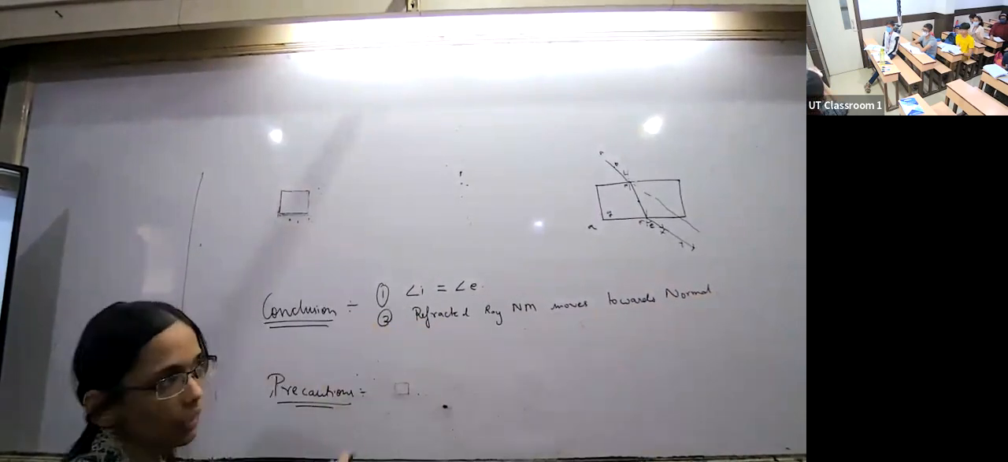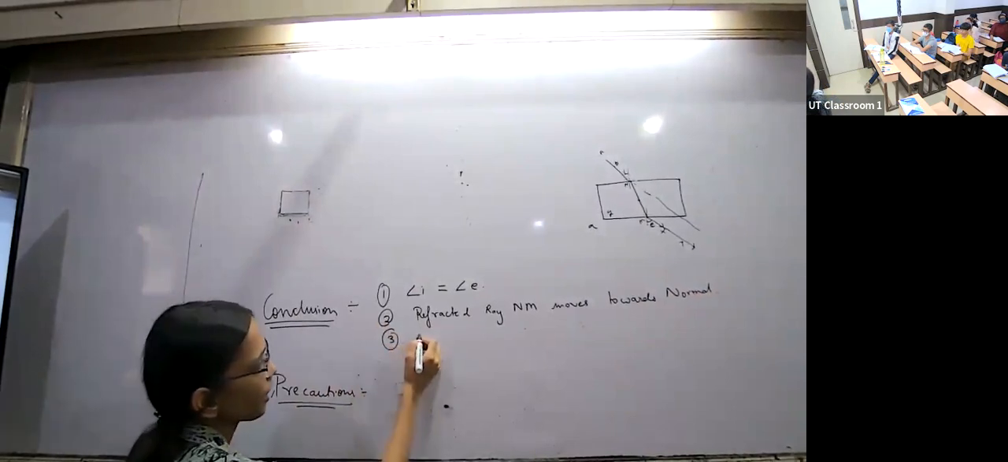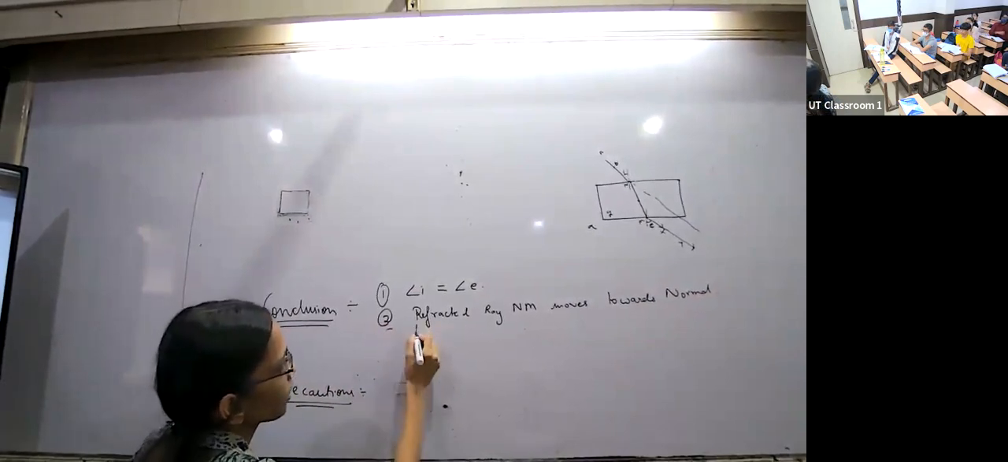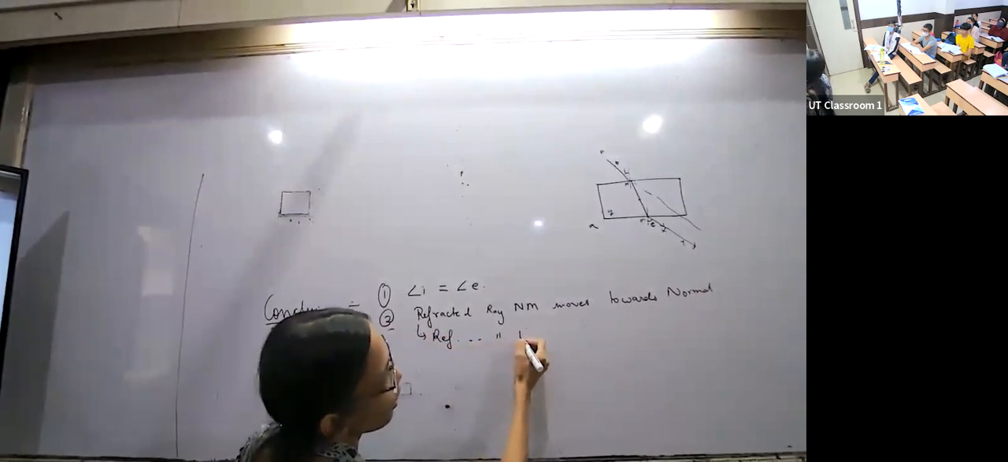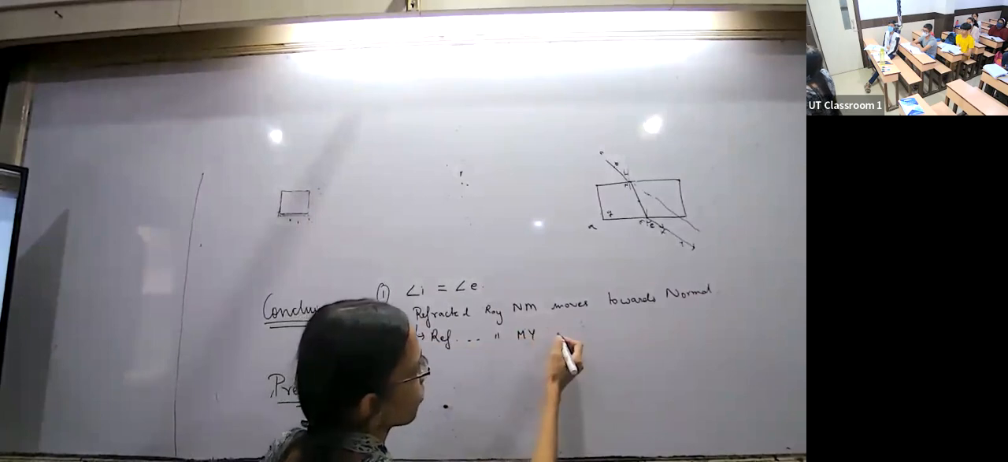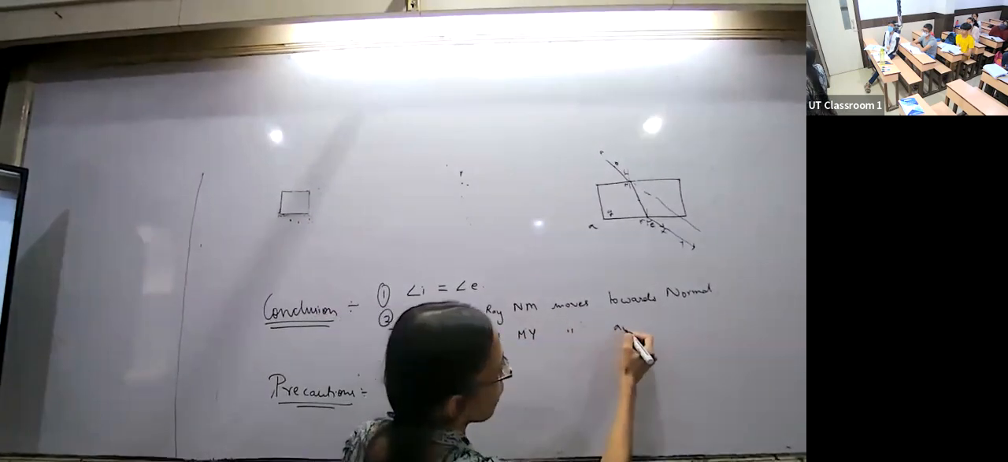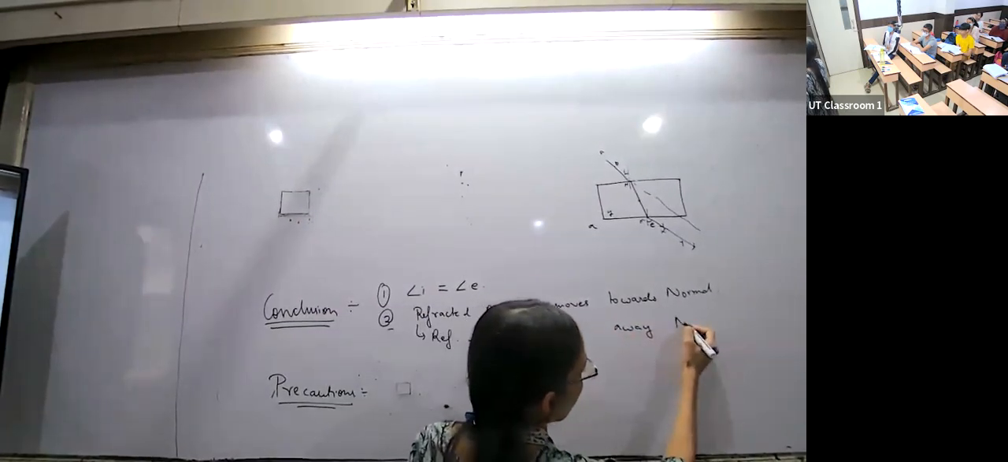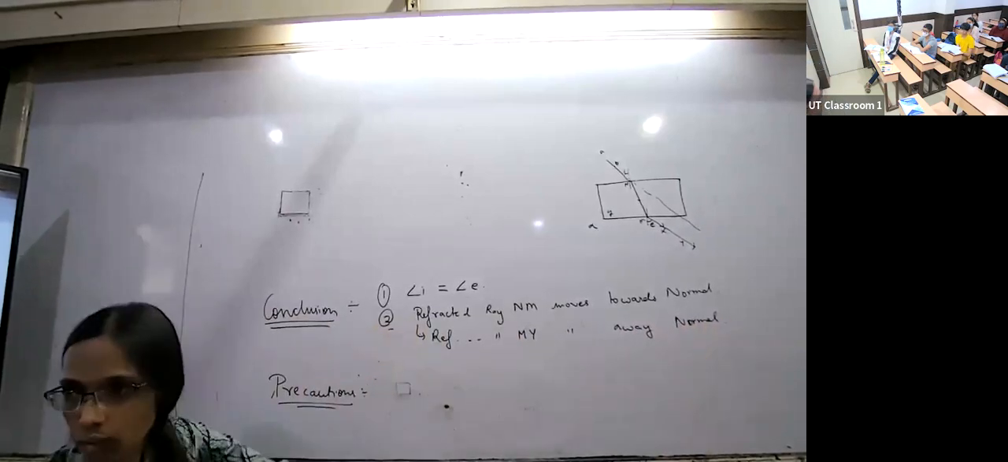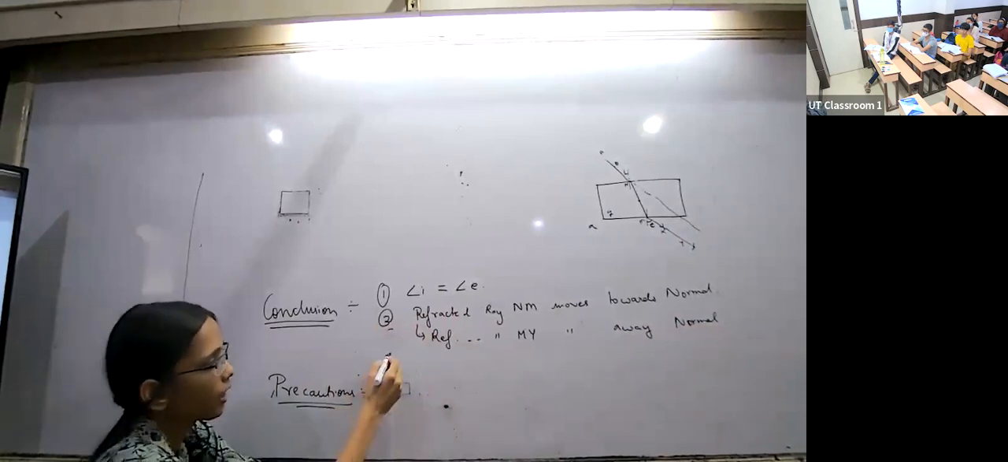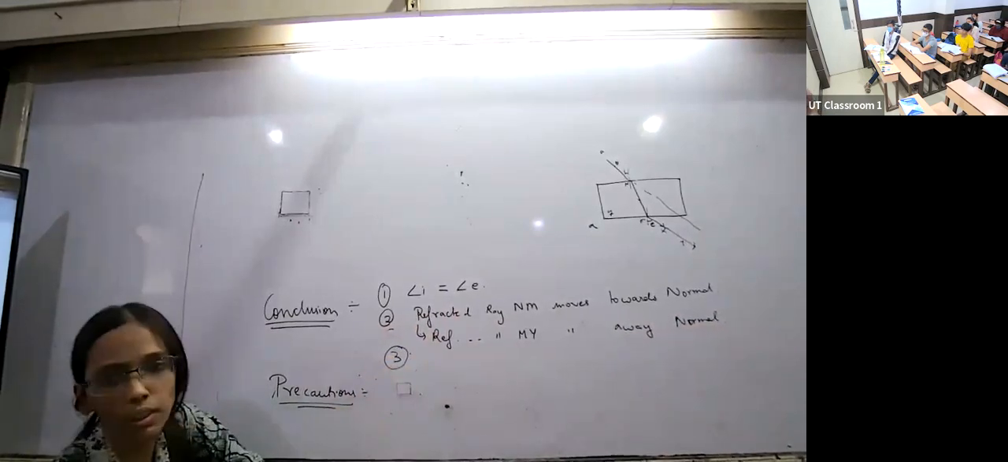All right. And the second refracted ray, I'll just put it next to it. The other refracted ray, NY or MX, moves what? Away from normal. Okay, so that is the second conclusion that I make. What's the third conclusion I make?